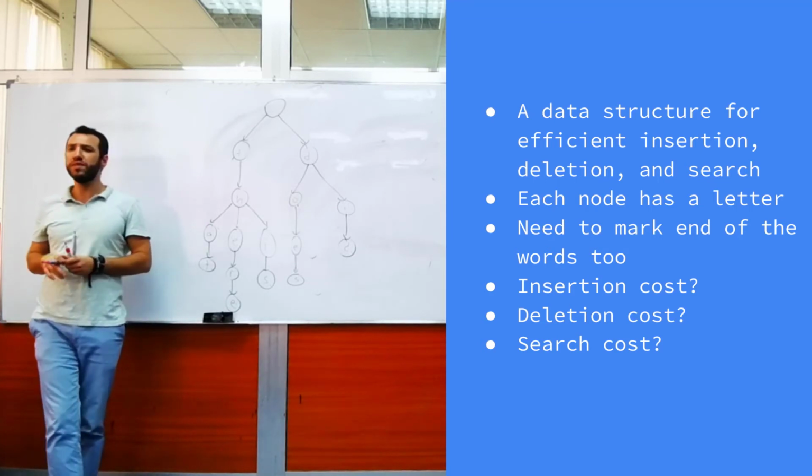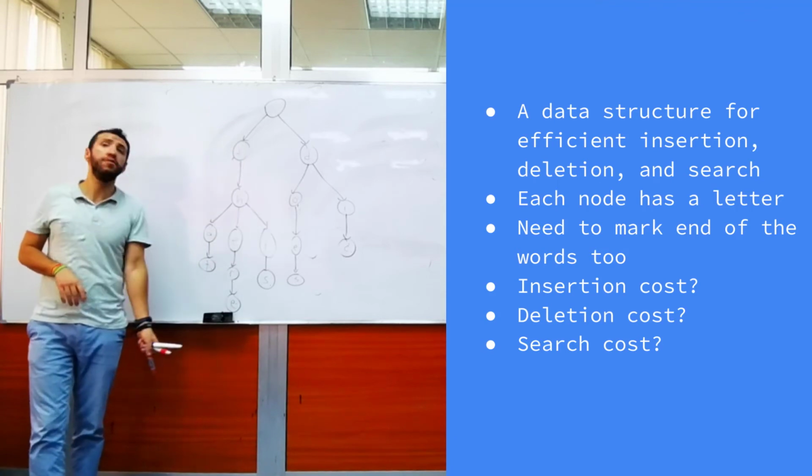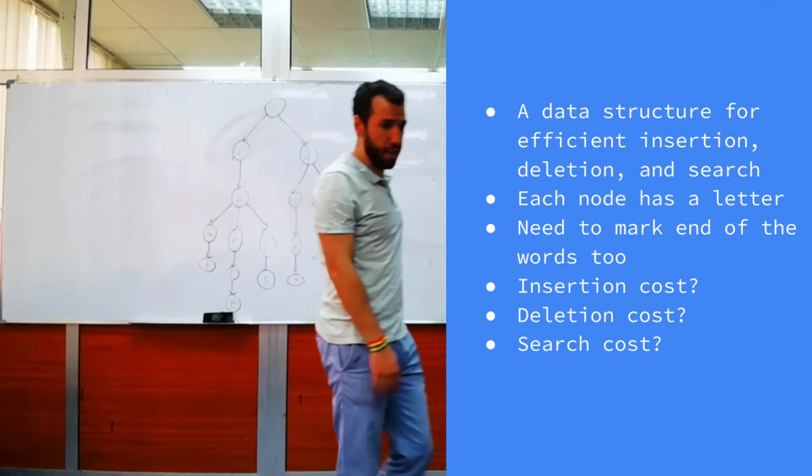And how about the cost of deletion? It's also O(L), right? I go down and in the worst case, I'm going to come back up, deleting everything. And it's going to be 2L, which is O(L).